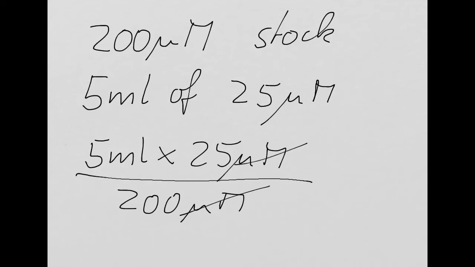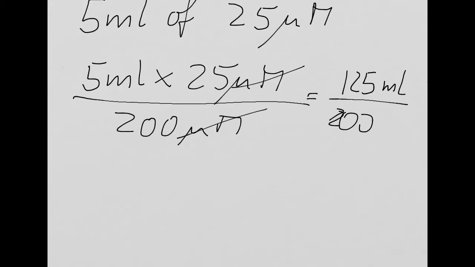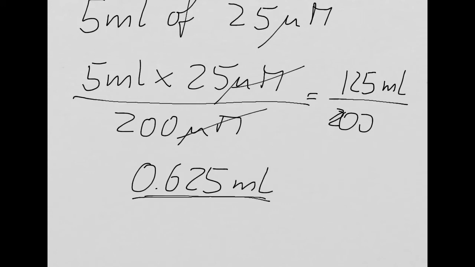Micromolar and micromolar cancels out. And I have 5 times 25, that is 125, is that right? Milliliter divided by 200. And that is 0.625 milliliter.